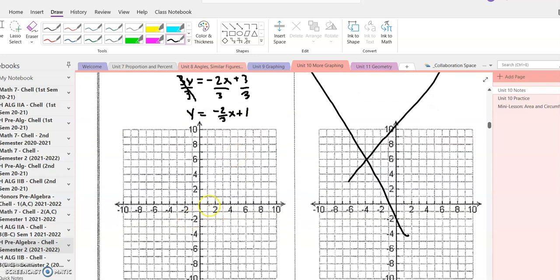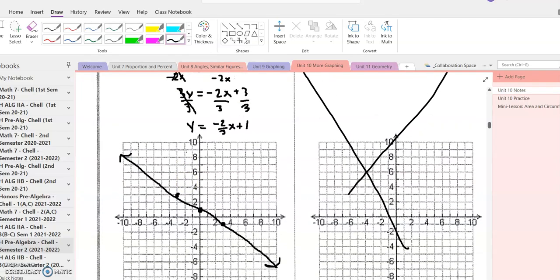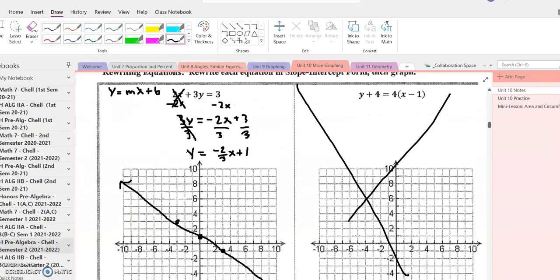In this we can graph. The plus 1 tells us up 1, and a -2/3 slope means we go up 2 and left 3, or down 2 and right 3. And there we go. So these are graphing with slope-intercept form.